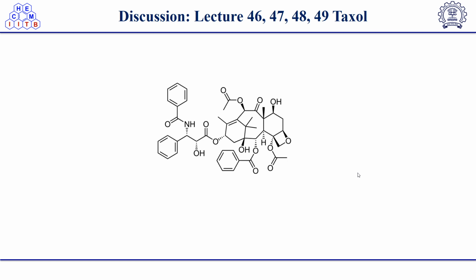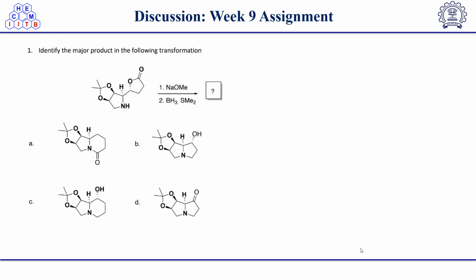Okay, now we will start our discussion on the week 9 assignment. The first question is: identify the major product in the following transformation. This compound is treated with sodium methoxide and BH3·SMe2. What will happen, and out of these four options, what will be the major product in this reaction?